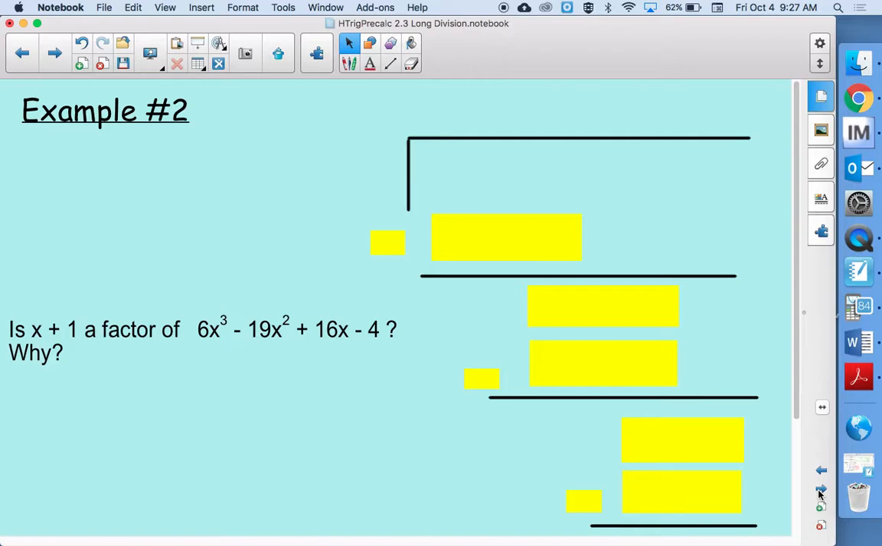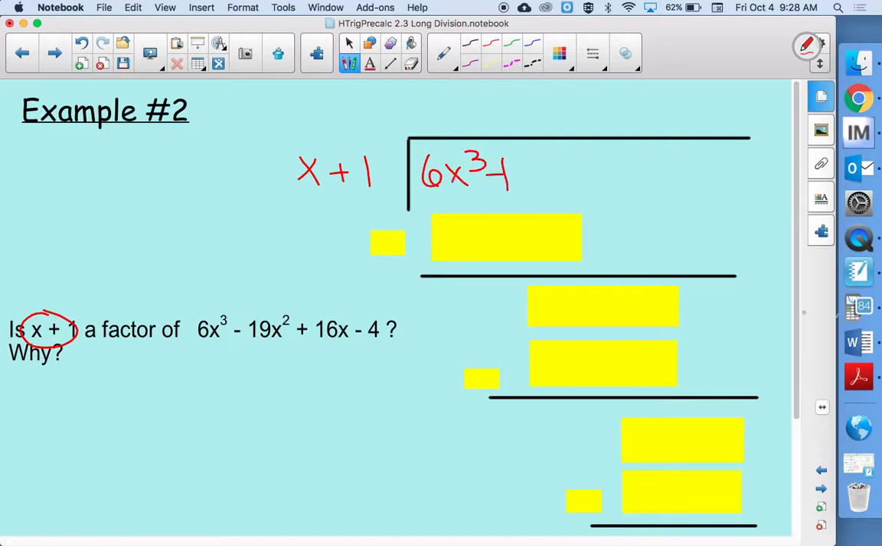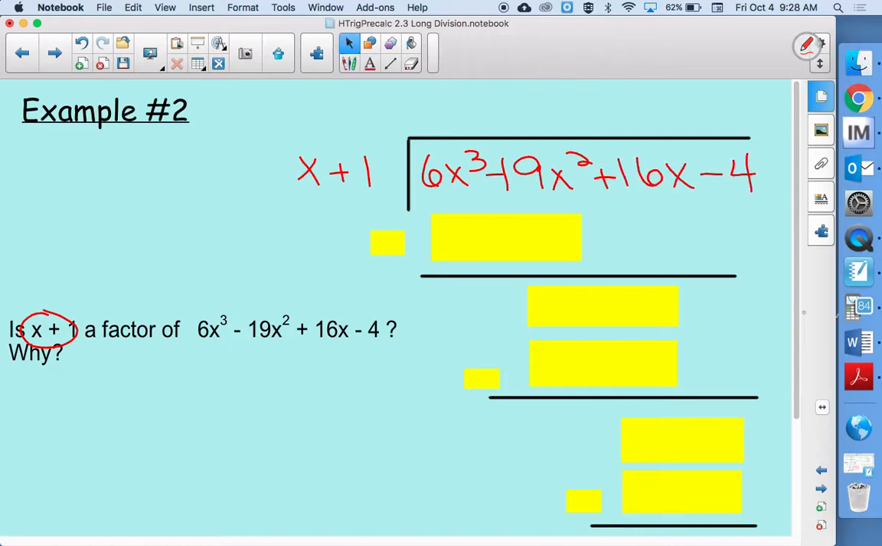The big polynomial. So the little big polynomial goes underneath, the little part, x plus 1, that's our divisor. So we're going to try and divide with that to show that it's a factor, or to show it's not a factor. So the little piece always goes outside, because our goal is to break down the big function.